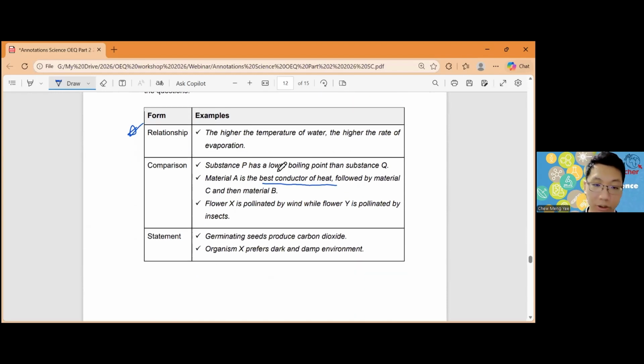Now it could just be a statement. This is for experiments that are a bit more simple. For example, germinating seeds produce carbon dioxide. It's just a statement. The aim could be to find out whether germinating seeds produce carbon dioxide. So yes, it produces carbon dioxide. That could be my conclusion.